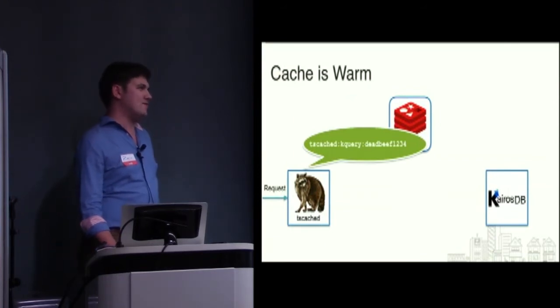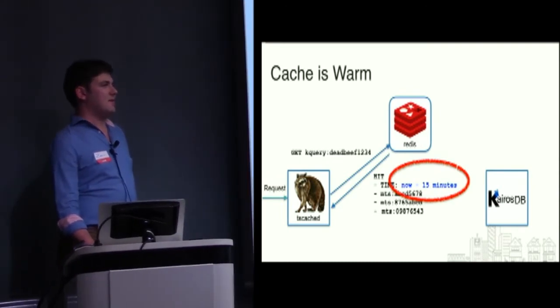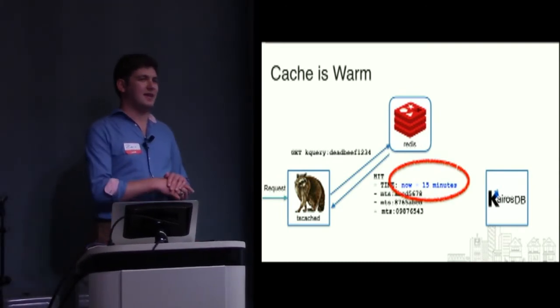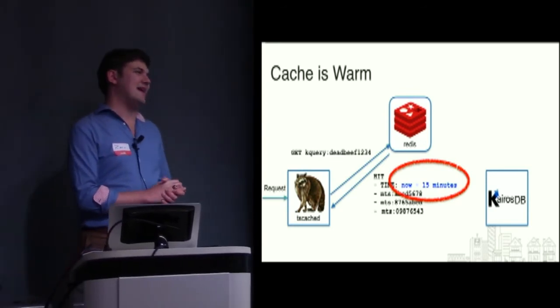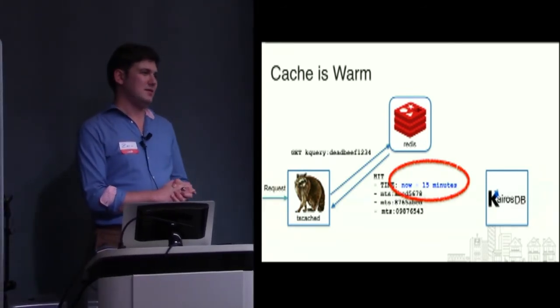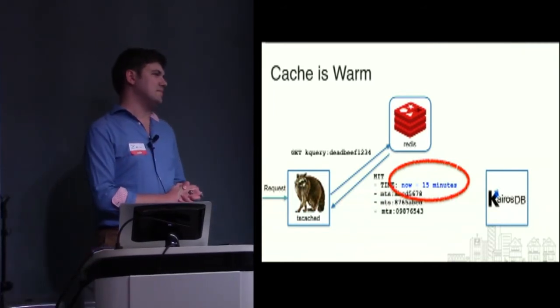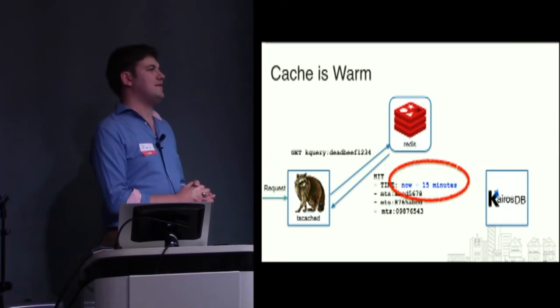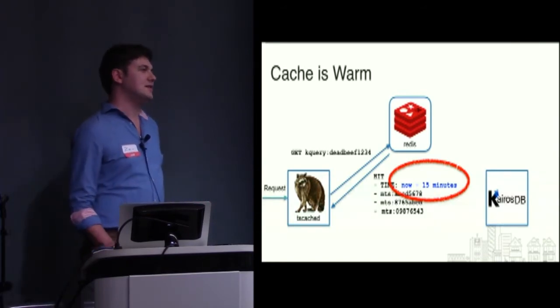So we get deadbeef1234 again, and we make the hash, and we ask Redis, what about deadbeef1234? And Redis says, I got this, but it's a little stale. In fact, it's about 15 minutes stale. So 15 minutes is fine if you're running some sort of daily report, maybe, but what if the site is down? 15 minutes does not help you save 15% or more on your car insurance in this case.